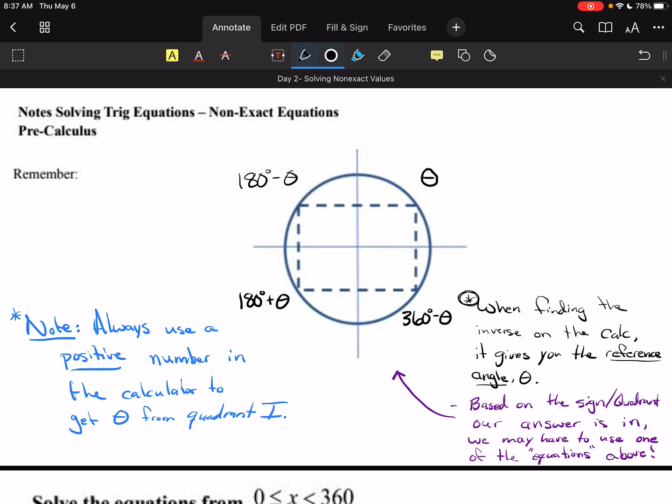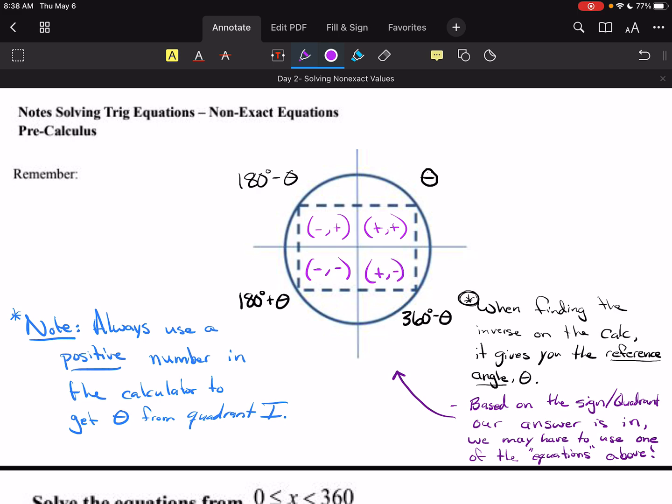Okay. And another quick refresher. Quadrant 1, I have positive x's, positive y's. Quadrant 2, negative x's, positive y's. Quadrant 3, negative and negative. Quadrant 4, positive and negative.